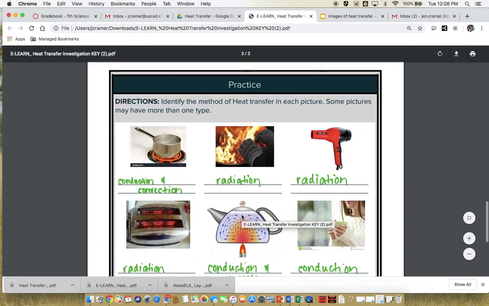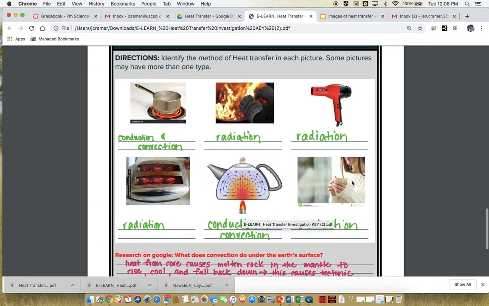The last part of your lab was looking through some different examples, different pictures. You can see here in this picture, we've got conduction and convection happening. Conduction's where the pot is touching the hot coils on the stove. Convection happens inside the pot where the warm water is getting heated up. It's rising to the top and falling, forming a convection current.